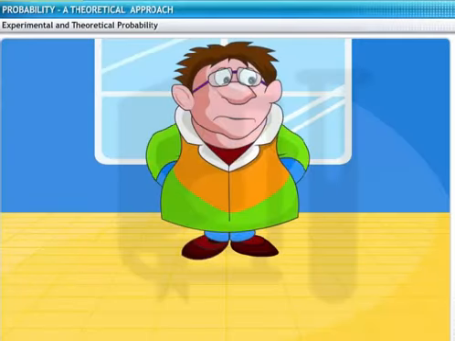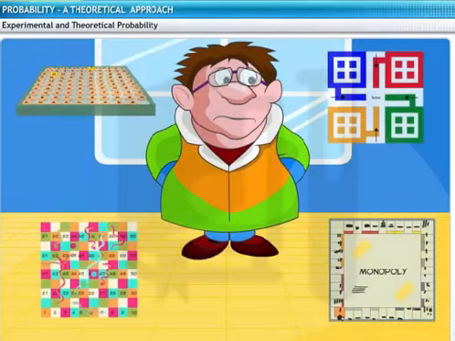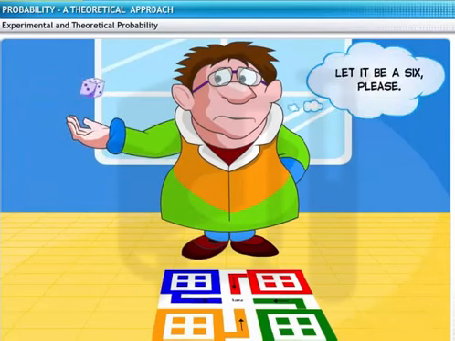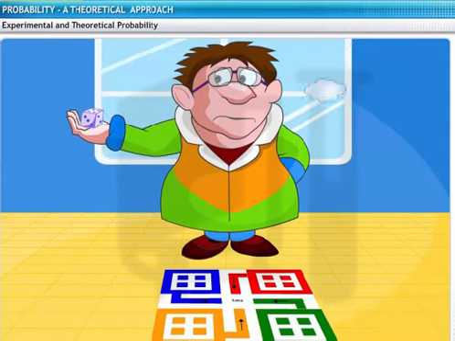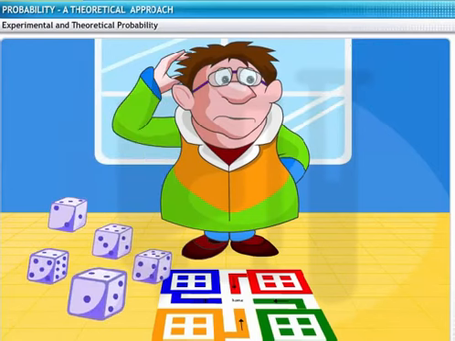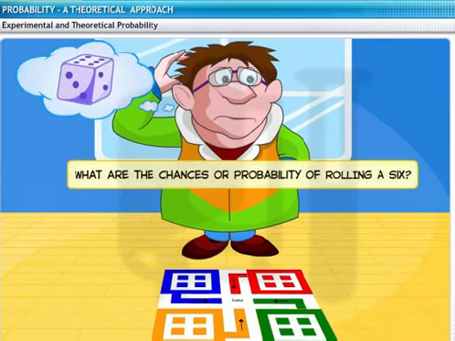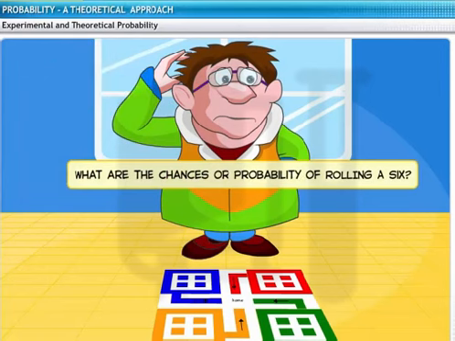Meet Mr. Gamerman, the biggest fan of board games in the whole world. From Ludo to Monopoly, he loves them all. There is one thing Mr. Gamerman hates about all board games. That is, trying to get a 6 on the first roll of a die. He always seems to roll a number other than 6, but he always wants to get a 6 on the first roll. What are the chances or probability of him rolling a 6?